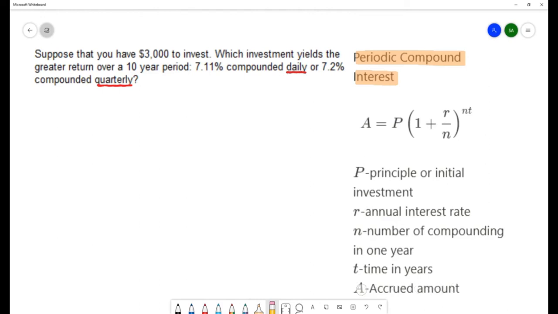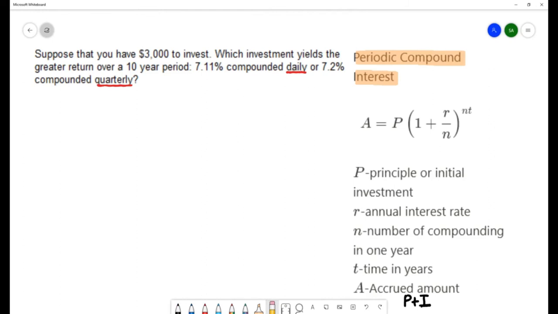So this accrued amount will be your initial investment. So it'll consist of that initial amount of money that you put in plus any interest that you've earned. So this accrued amount is your principal plus any interest that's been added into your account.